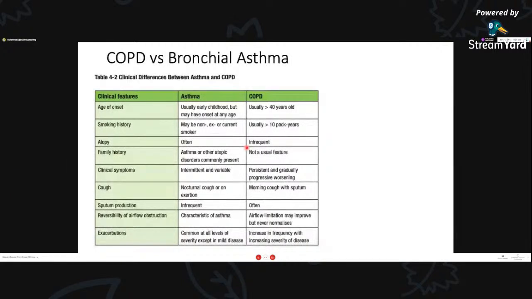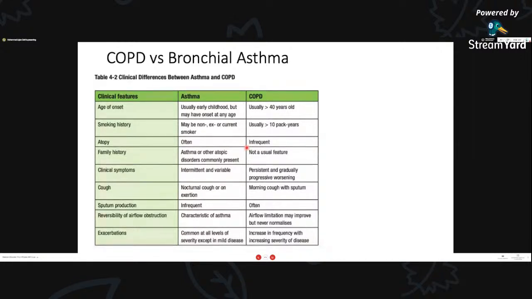We can see, first and foremost, the age of onset. As I mentioned before, COPD usually presents after 40 years, except for those having a genetic problem. Bronchial asthma, because it is an atopic condition and highly correlated with genetic factors, usually presents in early childhood. However, patients can still have an adult onset of bronchial asthma.